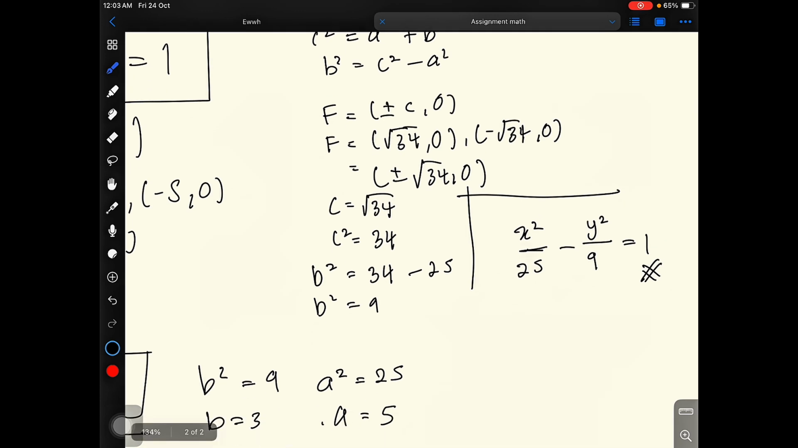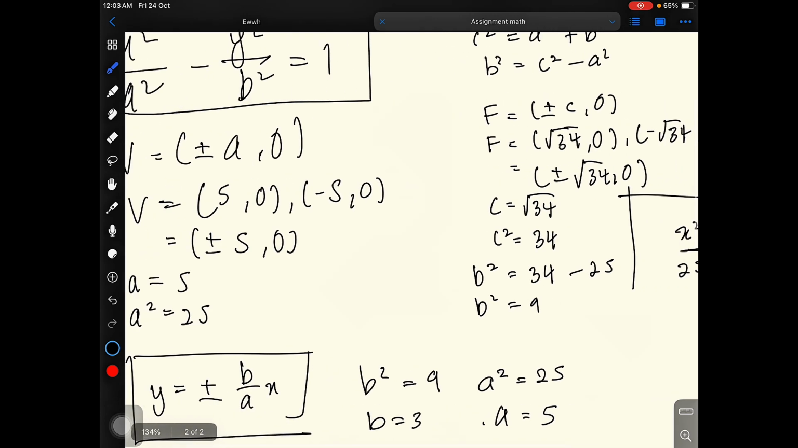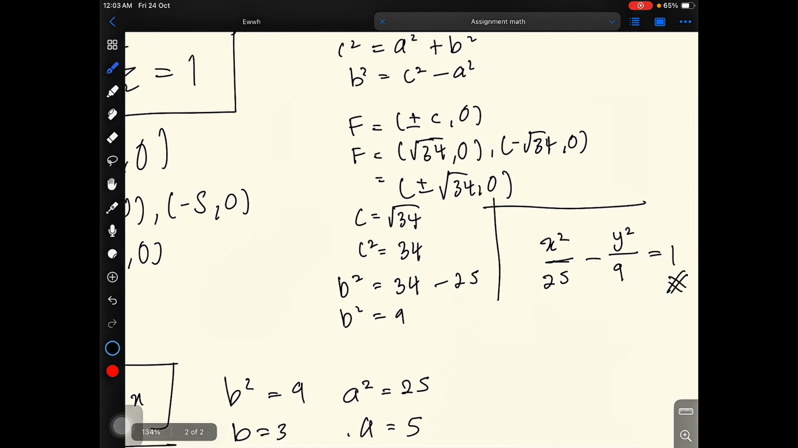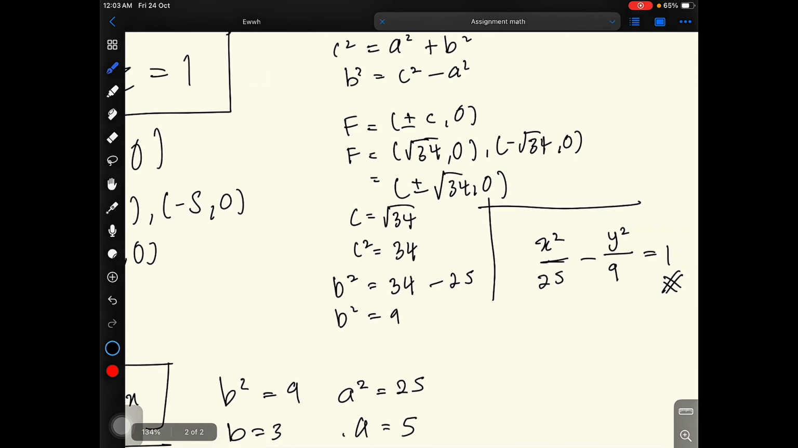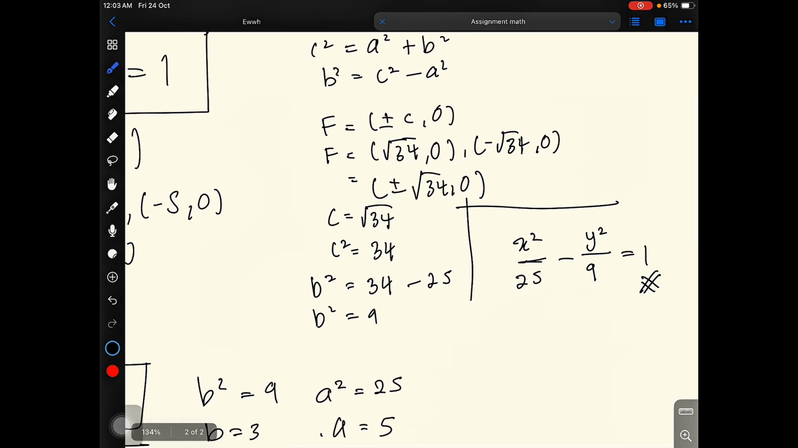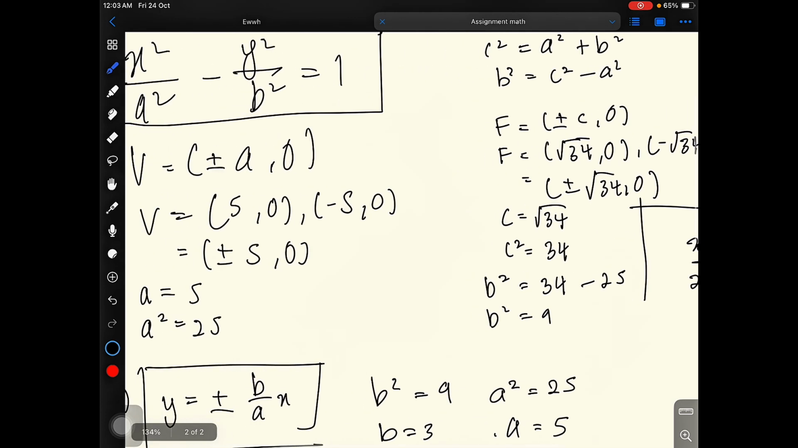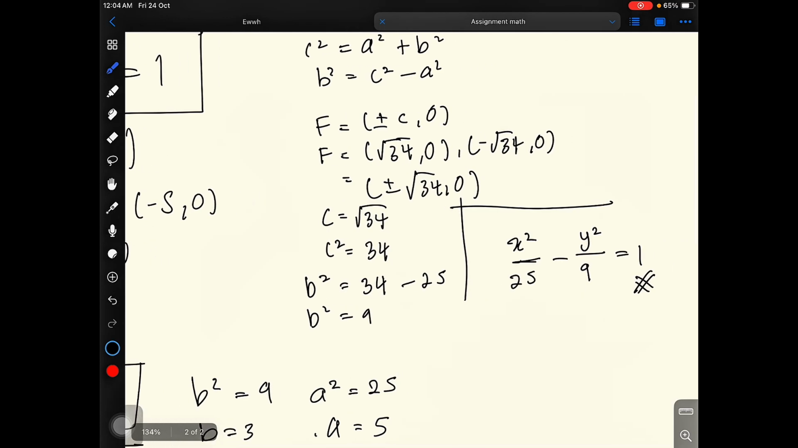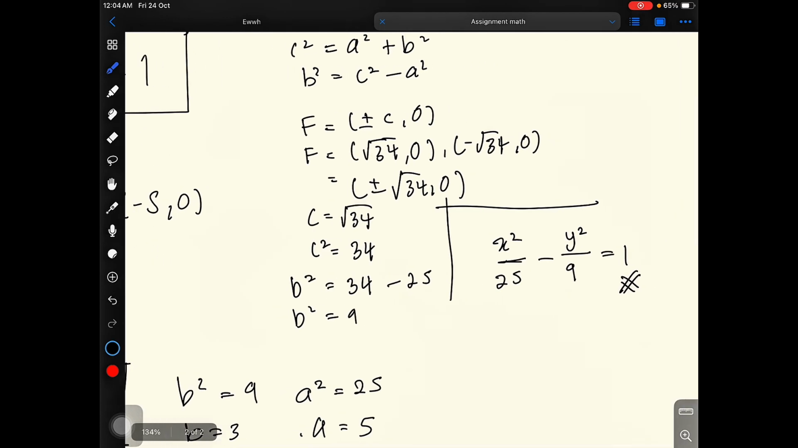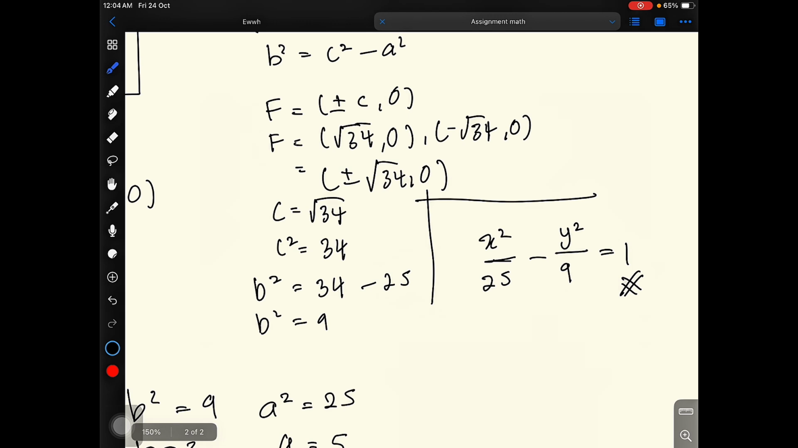And we substitute all the information that we got, a squared and c squared, into the b squared equation, and we got that b squared is equal to 34 minus 25, so b squared is equal to 9. So we get that a squared is equal to 25 and b squared is equal to 9, and we substitute that into the hyperbola equation, and we got that x squared over 25 minus y squared over 9 is equal to 1.